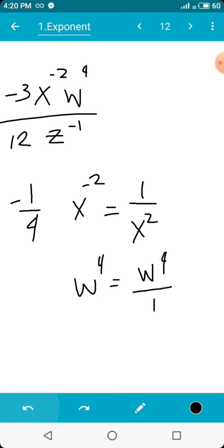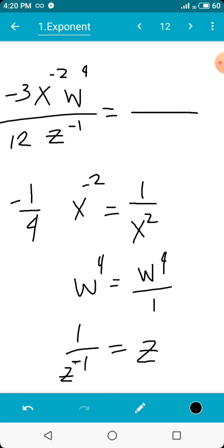Yung z, nasa denominator siya. So, ibig sabihin, pag sinulat mo yan, it will become 1 over z raised to negative 1. Okay? Wala siyang katapat na z dun sa numerator, so automatic 1 na yun. So, if we have like this, di ba ang rule natin, magiging positive lang yung exponent niya. Okay? So, pag 1 yung exponent, we don't need to write it. So, simply, z lang yan. Okay? So, ngayon, pagsasamahin na natin yung ating mga sagot para ma-simplify natin to.